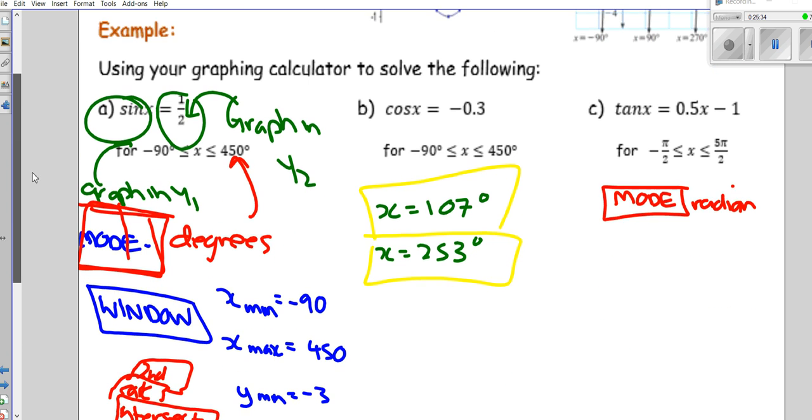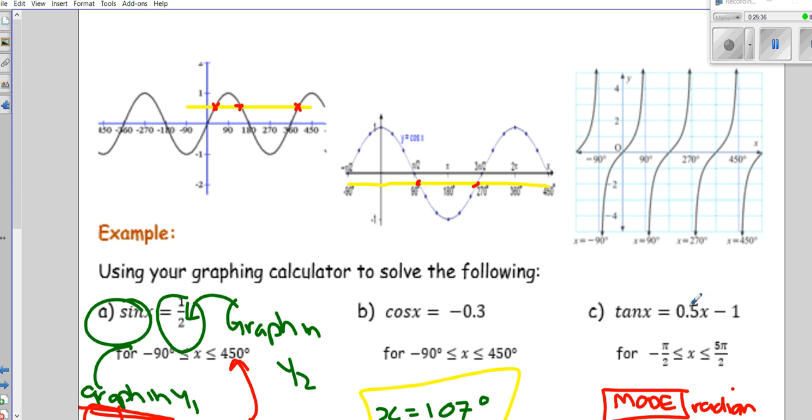So now what we've done is we're equating tan x. What kind of function is this one here? Linear. Good. What's its y-intercept? It's negative 1, and its gradient's like 0.5. What mode do you need to be in?